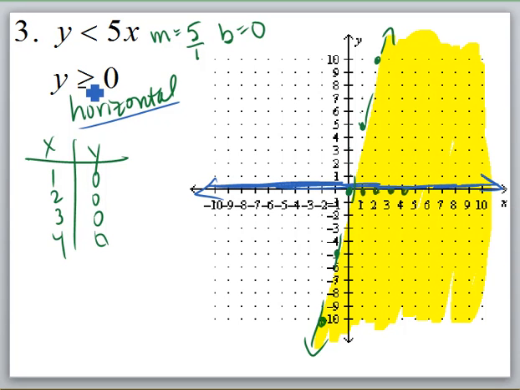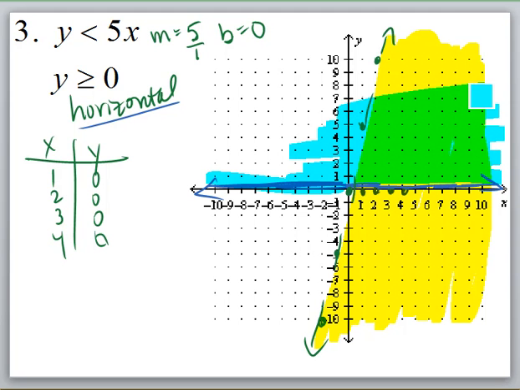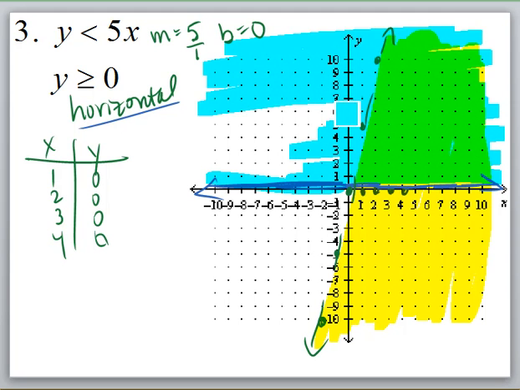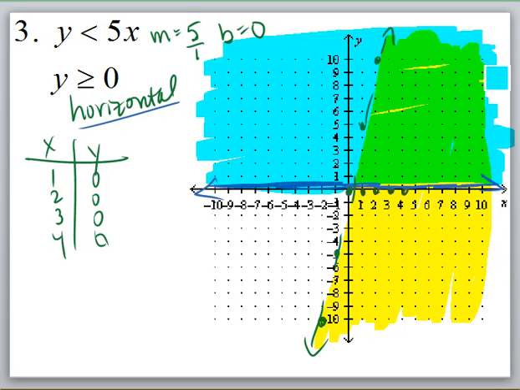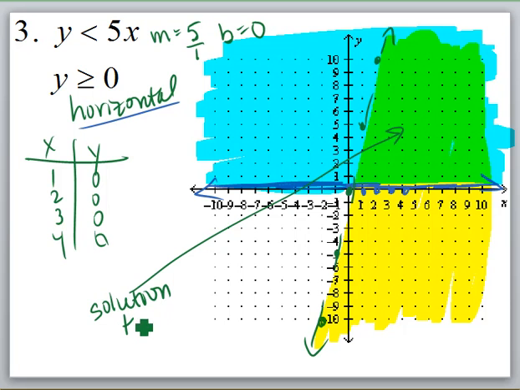And what it says is, where is y greater than 0? All of these values are greater than 0. These would be less than, so I'll be shading above the line. So the solution to this system, again, is this section right here, the green section. This is the solution to the system, this section.